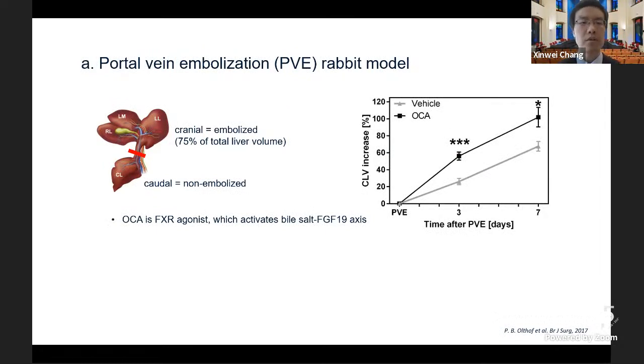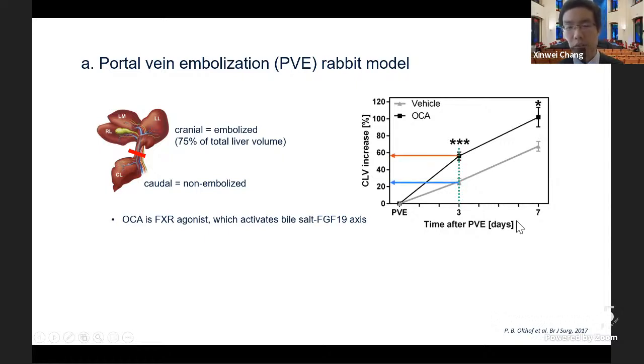We used a portal vein embolization rabbit model. In this model, 75% of total liver volume is embolized. In the right figure, we can see the x-axis is the time after PVE. The y-axis is the liver volume increase after PVE. OCA is an FXR agonist, which activates the bile salt FGF19 axis.